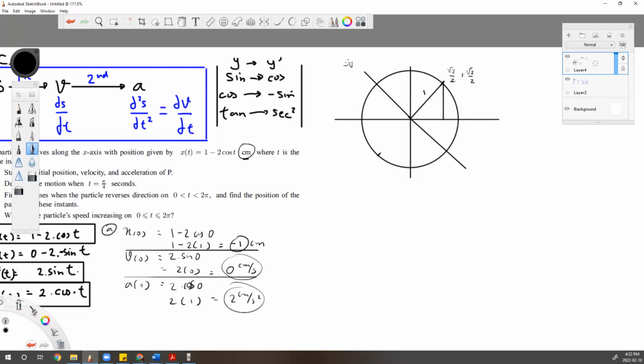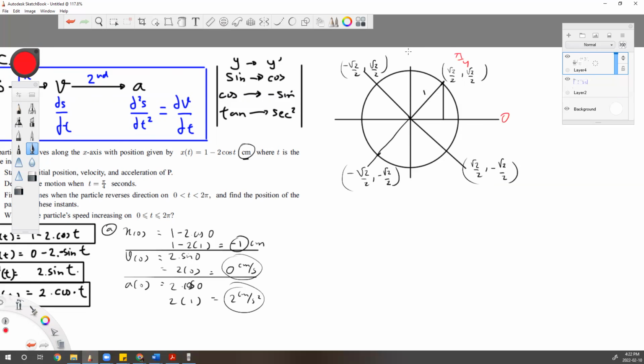And this will be negative square root 2 over 2, comma square root 2 over 2 because the x is on the left side, remember? And this also, negative square root 2 over 2, the y is also negative square root 2 over 2 because it's below. And square root 2 over 2 comma negative square root 2 over 2. The y is below, x is on the right side. And this will be pi over 4.